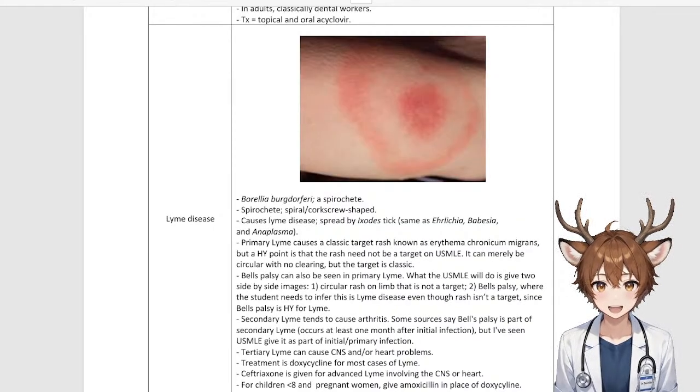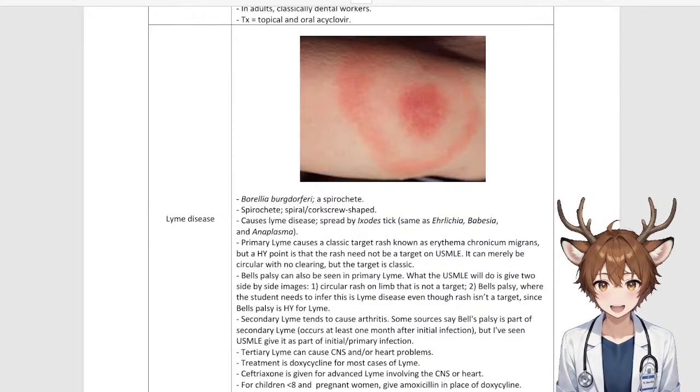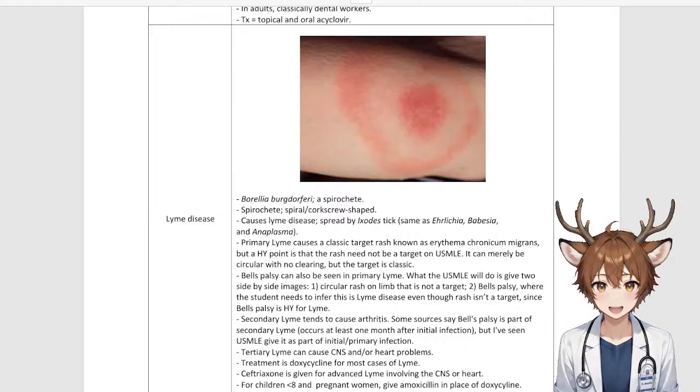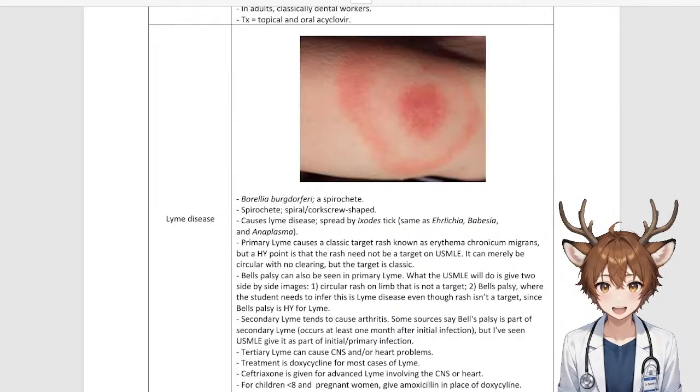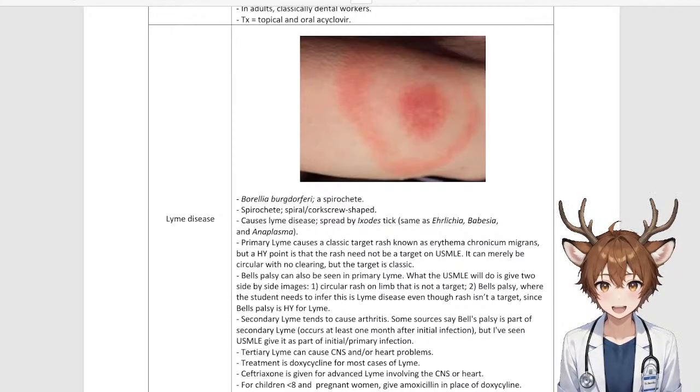Tertiary Lyme can cause CNS and or heart problems. Treatment is doxycycline for most cases of Lyme. Ceftriaxone is given for advanced Lyme involving the CNS or heart. For children less than the age of 8 and pregnant women, give amoxicillin in place of doxycycline.